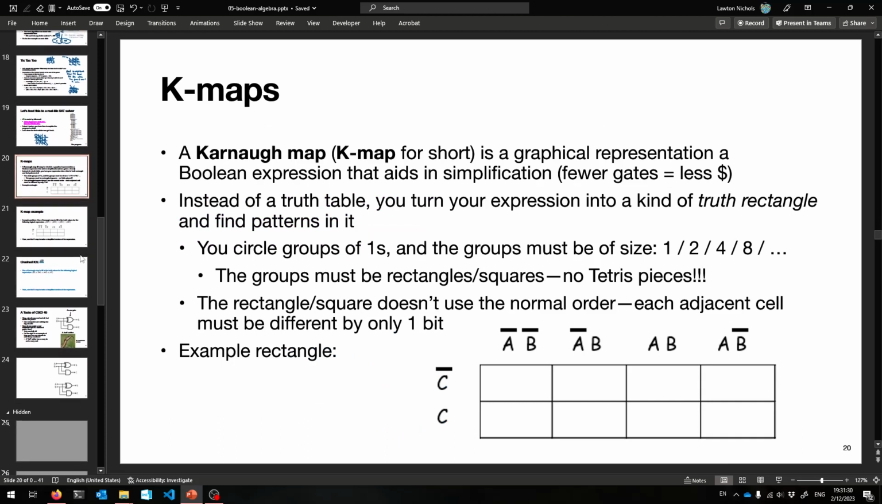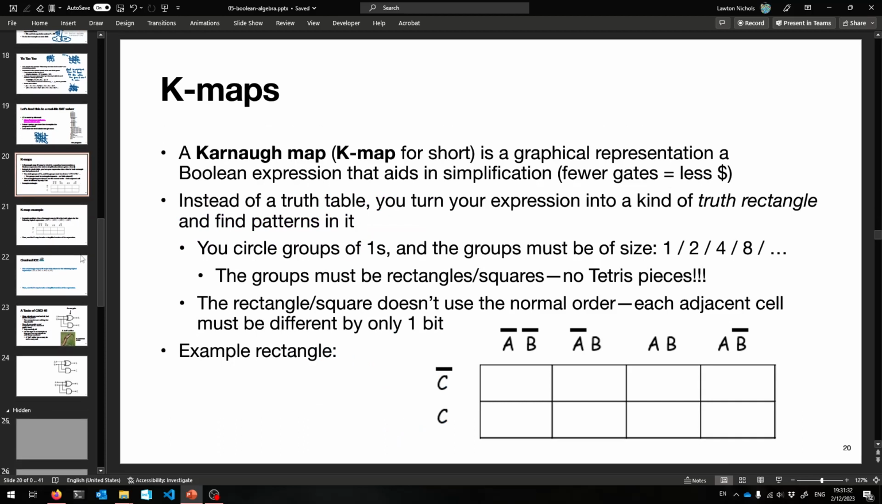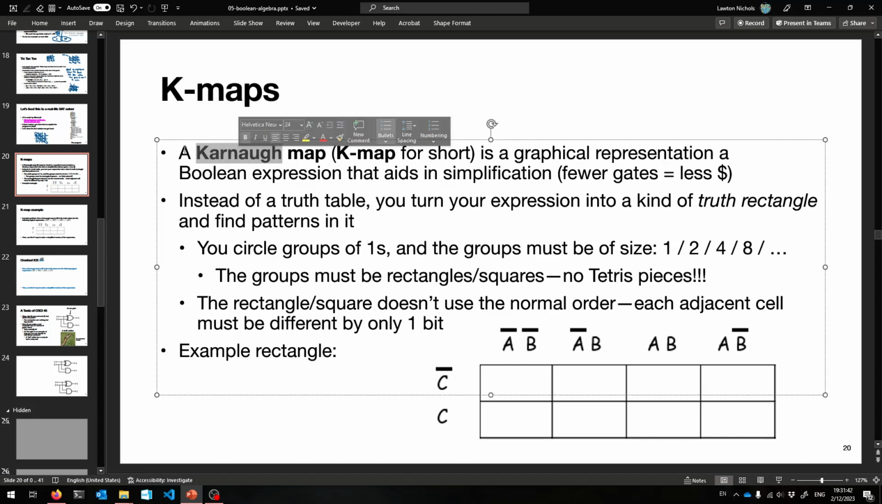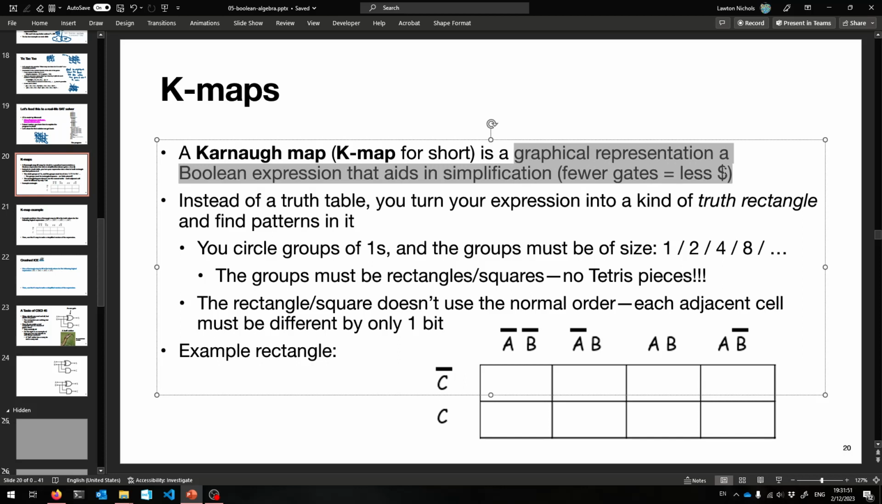All right, let's move on now to simplifying formulas. One way to simplify some very long Boolean formula is by using what's called a K-map, which is short for somebody's last name. K-map, K-map for short. What that is, it's a graphical way of writing a Boolean expression, and that helps you simplify it.